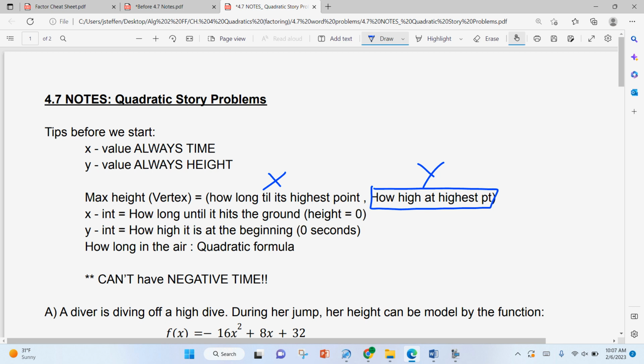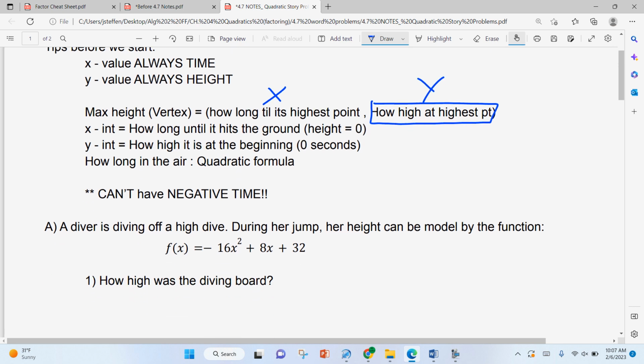Last but not least, you cannot have negative time. That'll come into play a little bit later, but make sure when you solve, if you get an answer that is negative, that is not your answer. You cannot have negative time.